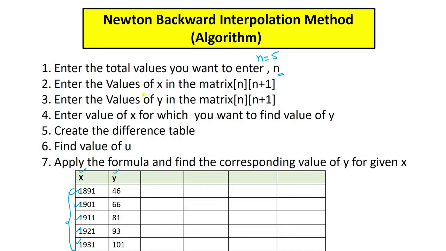Next, we will be asking the user for the values of x. These are the values of x, and these are the values of y. Now we will take a matrix to store all these values of x and y. You can take a simple 1D array also, but I am using a matrix. Let's say this is the zeroth column of the matrix, this is the first column of the matrix.